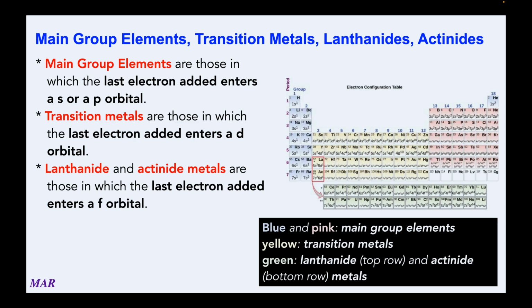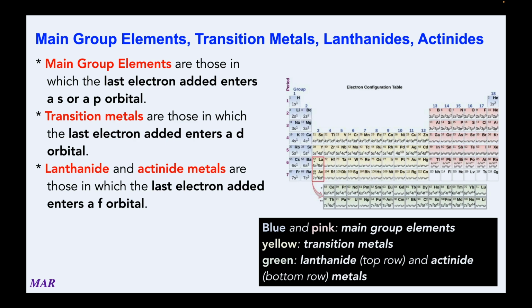But anyway, main group metals are different than transition metals, which are in the middle, as well as lanthanides and actinides, which are the two rows there on the bottom. And transition metals are basically the ones that have d orbitals. Lanthanides and actinides are going to use f orbitals. So this is a nice way to think about it.